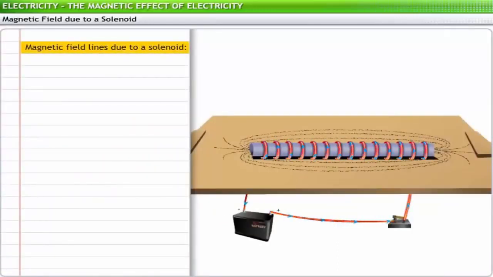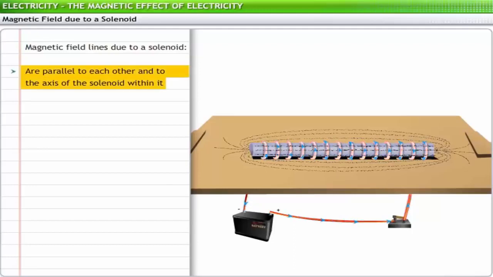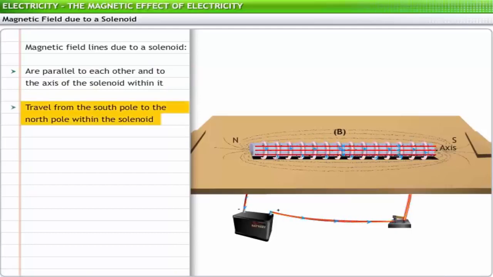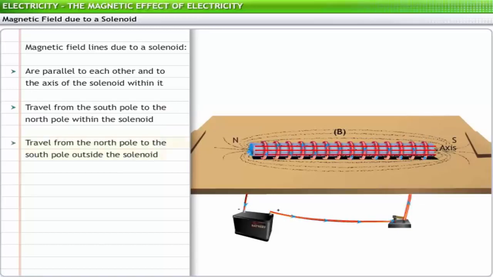Magnetic field lines due to a solenoid are parallel to each other and to the axis of the solenoid within it, travel from the south pole to the north pole within the magnet, and travel from the north pole to the south pole outside the magnet.